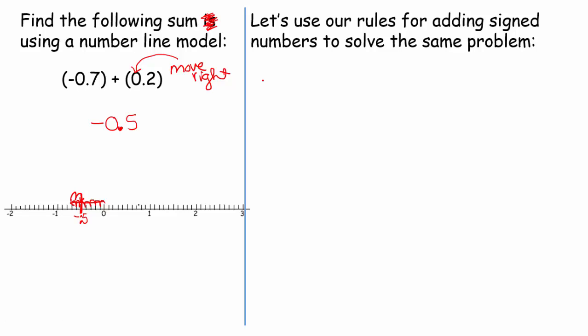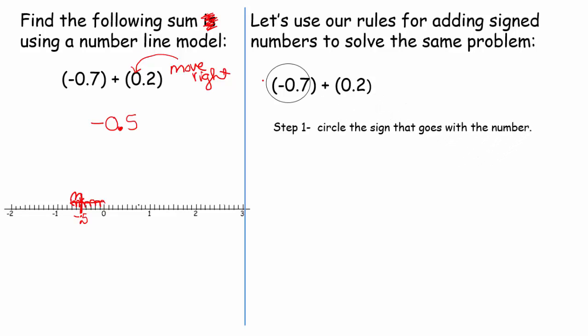Let's use our rules for adding signed numbers to solve the same problem. Negative 0.7 plus 0.2. Circle the sign that goes with the number. So you circle the number and the sign directly in front of that number. You'll see that 0.2 does have that addition sign there, but if no sign is actually attached to that 0.2, you can put a plus sign there.